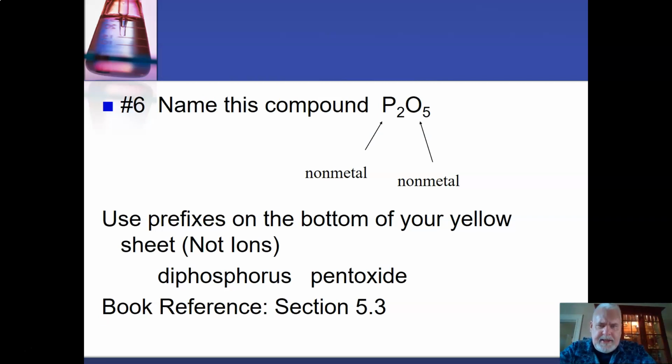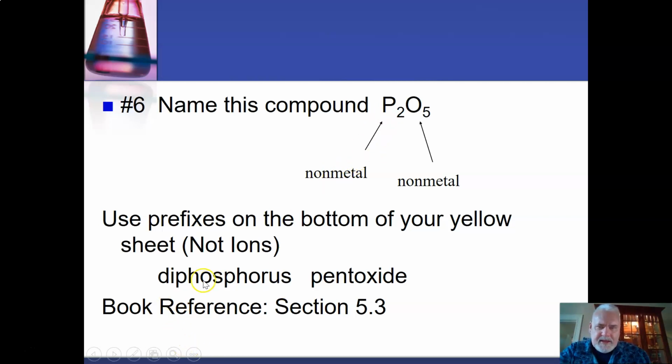Number 6 is again, pause and write this down, but this is talking about when you have a non-metal and a non-metal. Then you're going to use the prefixes on the bottom of your yellow sheet, and you're not going to name it as if they were ions. You wouldn't put a Roman numeral in there and call this just regular oxide, but you have to use the prefixes to say how many of each, like carbon dioxide is a perfect example.